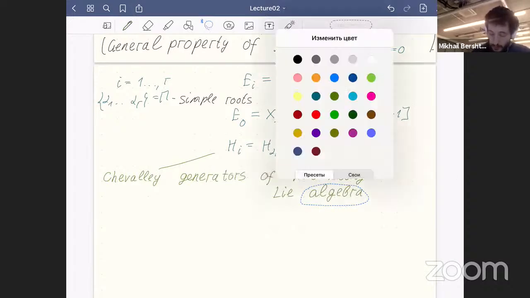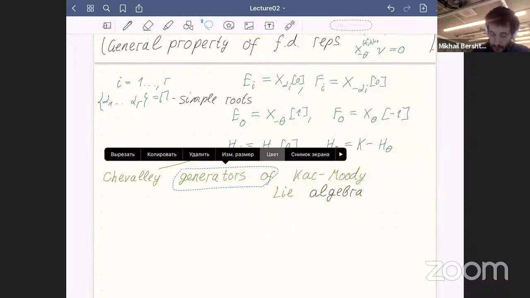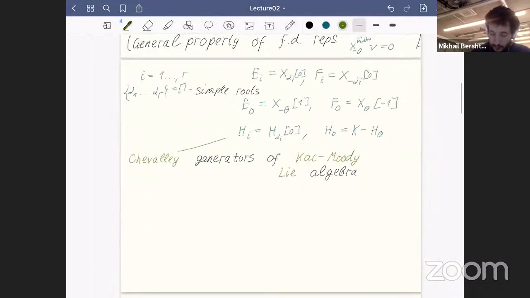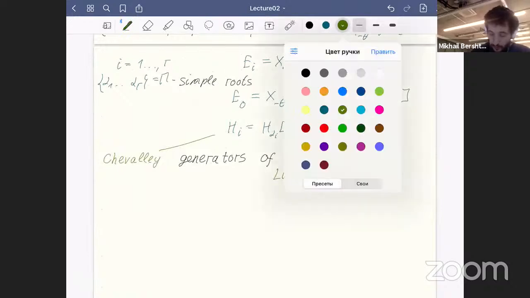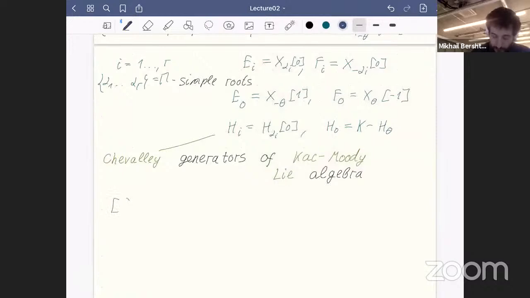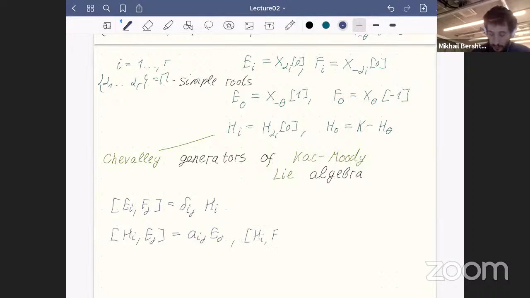What does it mean? It means that we have the following relations. Let me use colorful formulas. So we have the bracket of e_i and f_j is delta_ij h_j; the bracket of h_i with e_j is a_ij e_j, where this a is a Cartan matrix, now the affine Cartan matrix; minus a_ij f_j for f_j; and plus Serre relations.